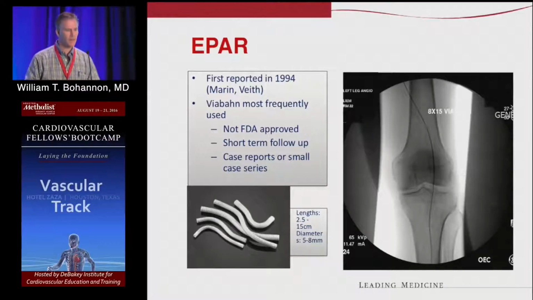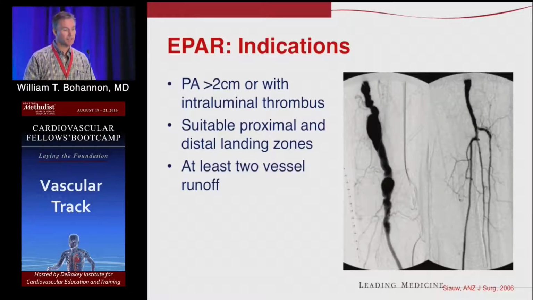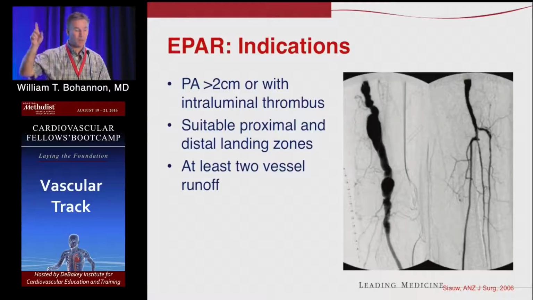So endovascular repair, it's been around for decades now, and most of the reports are short series or whatnot. What we consider indications for endovascular repair would be an aneurysm greater than 2 centimeters with intraluminal thrombus. You have to have suitable proximal and distal landing zones, and at least a couple vessel runoff.